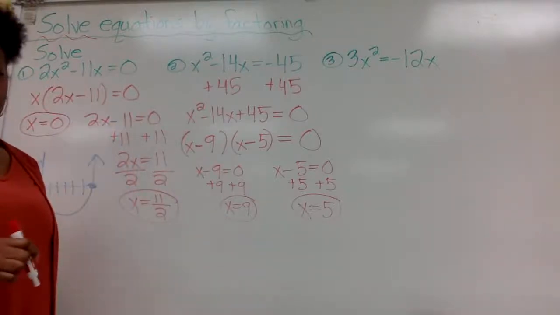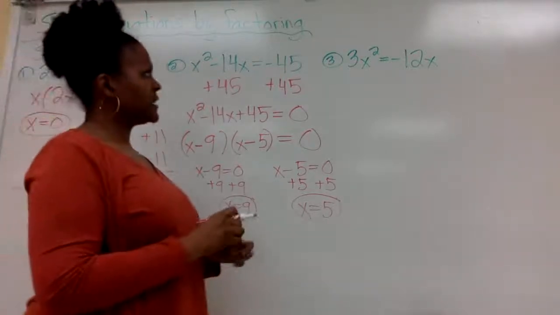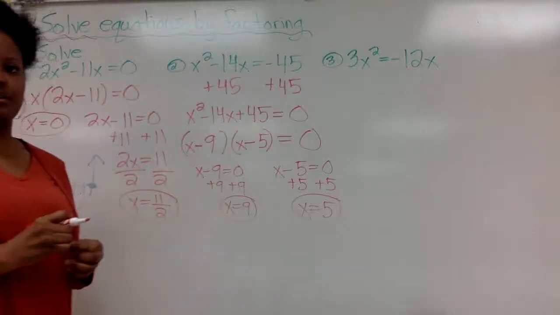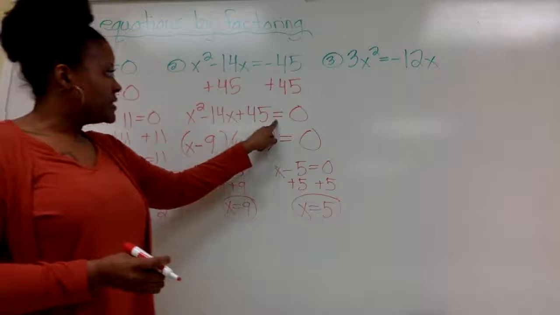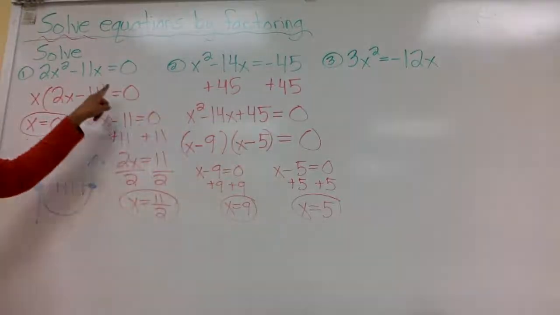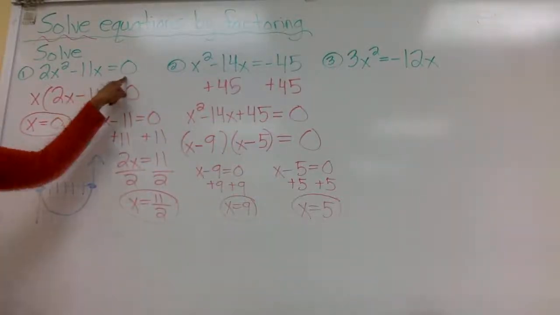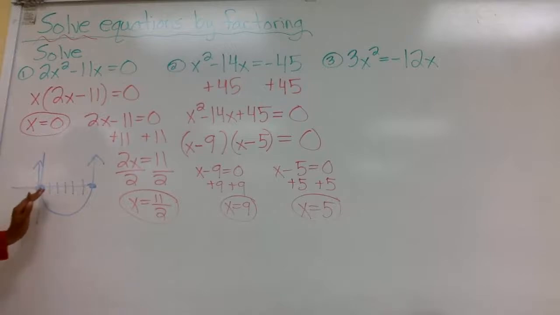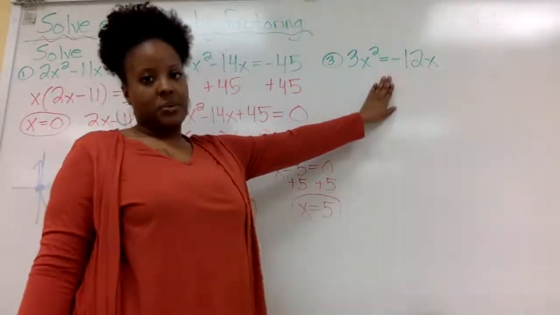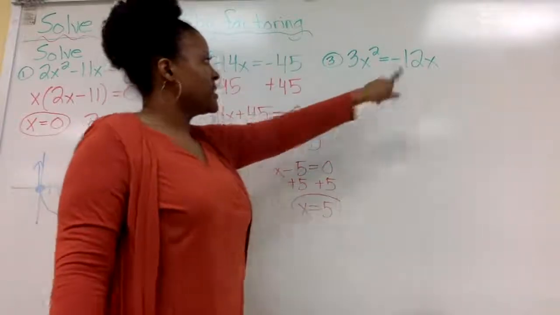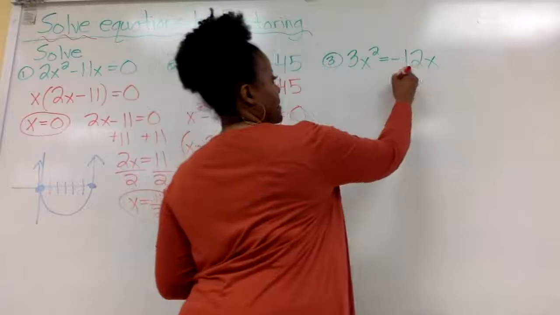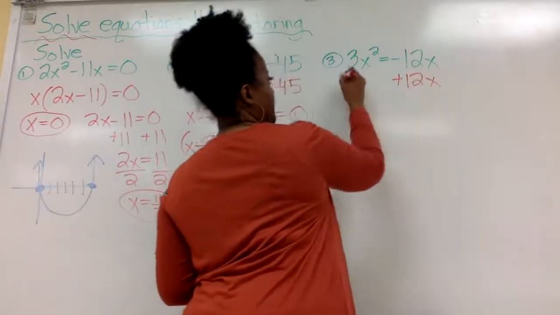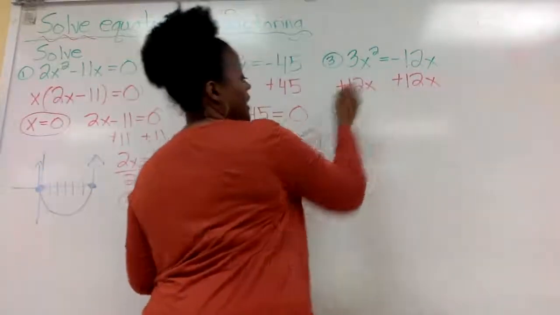All right, let's take a look at number 3 over here. 3x squared is equal to negative 12x. Again, it's got to be equal to 0. This is equal to 0, and this first one that we did was also equal to 0. Even if you were to try to solve something by graphing, that still needs to be equal to 0. So I need to set this equal to 0. I think it's easier if you take this term and move it to the other side. So we're going to add 12x to both sides.